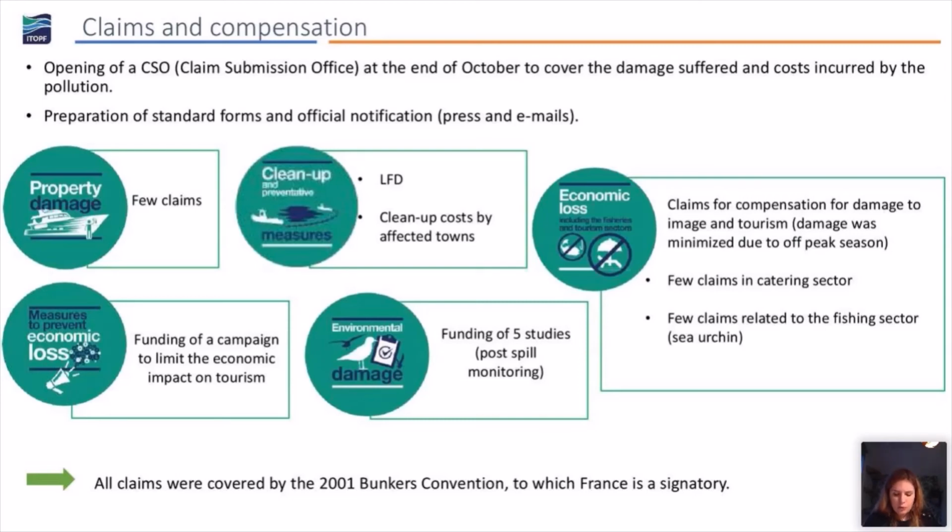Claims typically are grouped into 5 main categories, and I'm not going to go through each of those, but obviously you have property damage, cleanup and preventive measures, which I talked about, measures to prevent economic loss, so for example funding of campaigns to limit economic impact on tourism, environmental damage, which will include funding of post-spill monitoring studies, and an important one in our case is the economic loss, so claims for compensation for damage to image and tourism, for example, but we also had a few claims in the catering sector and, of course, the fishing sector.